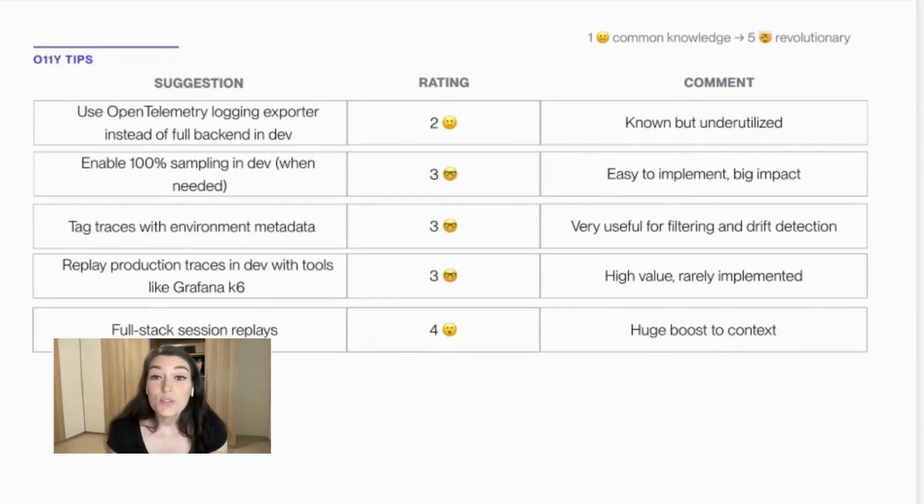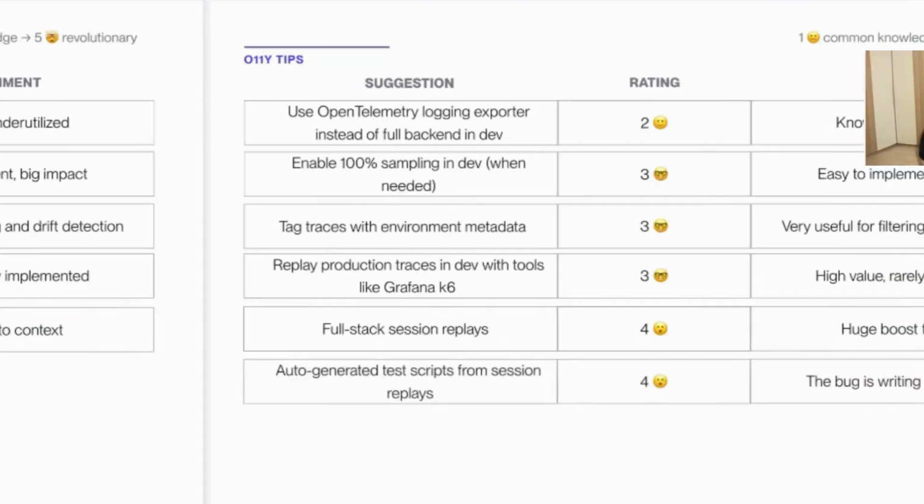Fifth tip is to use full stack session replays to capture more context during debugging. And while recording sessions is not new, right? You can think of RUM or front-end screen recorders. Tying front-end behavior to back-end traces, logs, and metrics in one timeline is a time saver, and not every tool does that. It removes the guesswork in correlating user actions with system behavior, especially in distributed systems where the front end and back end span many services.